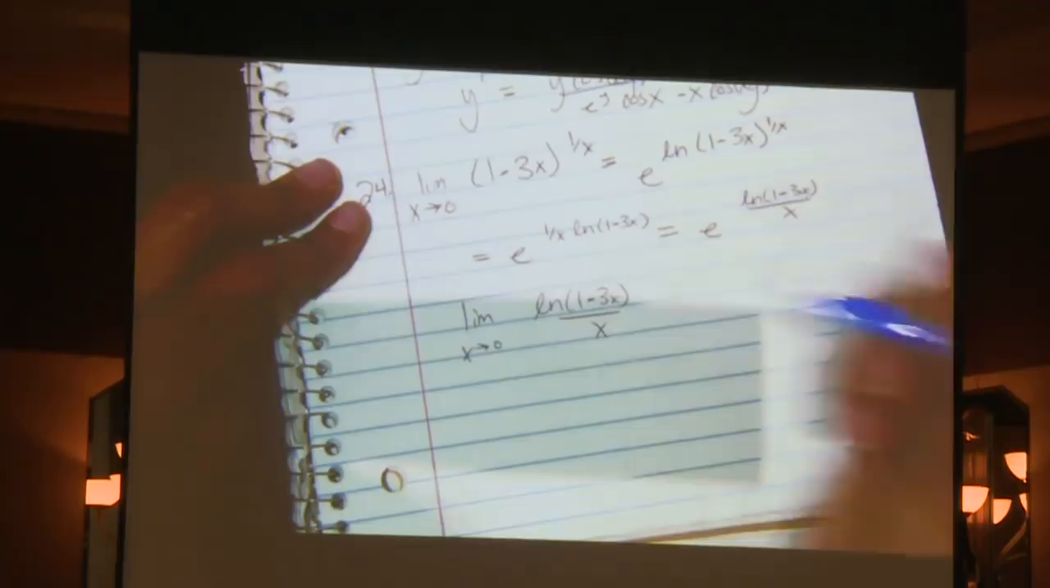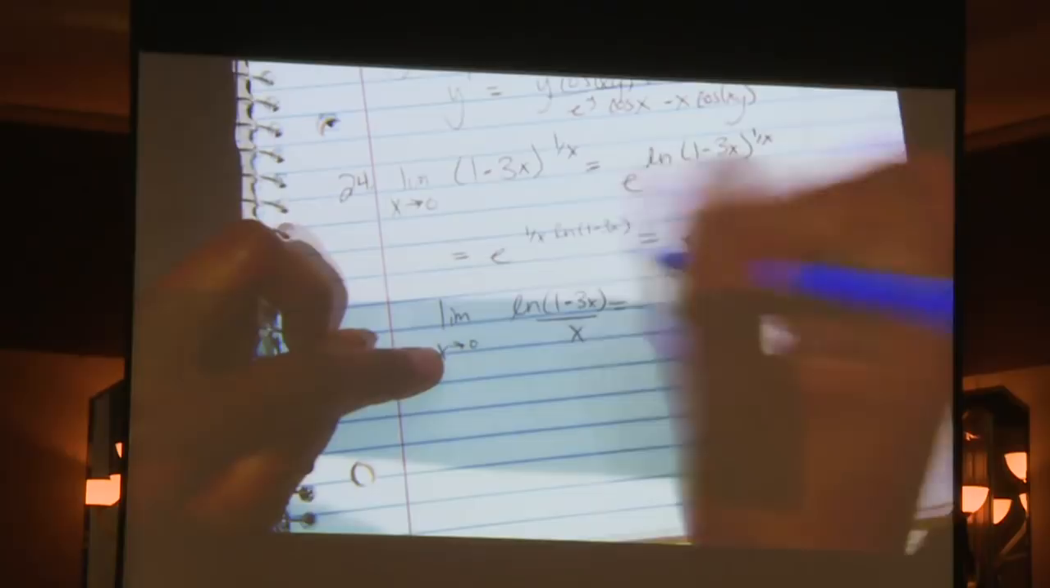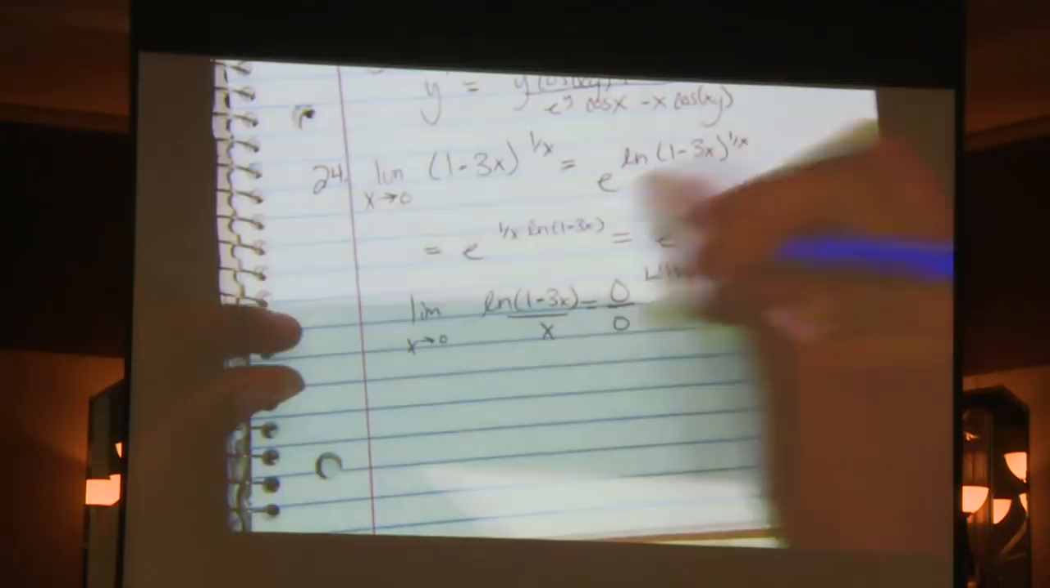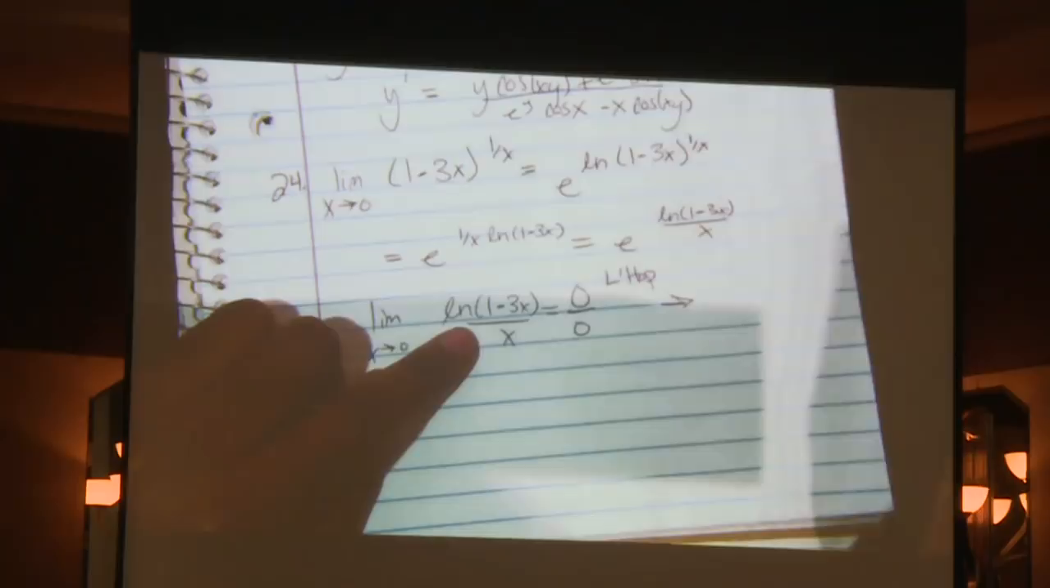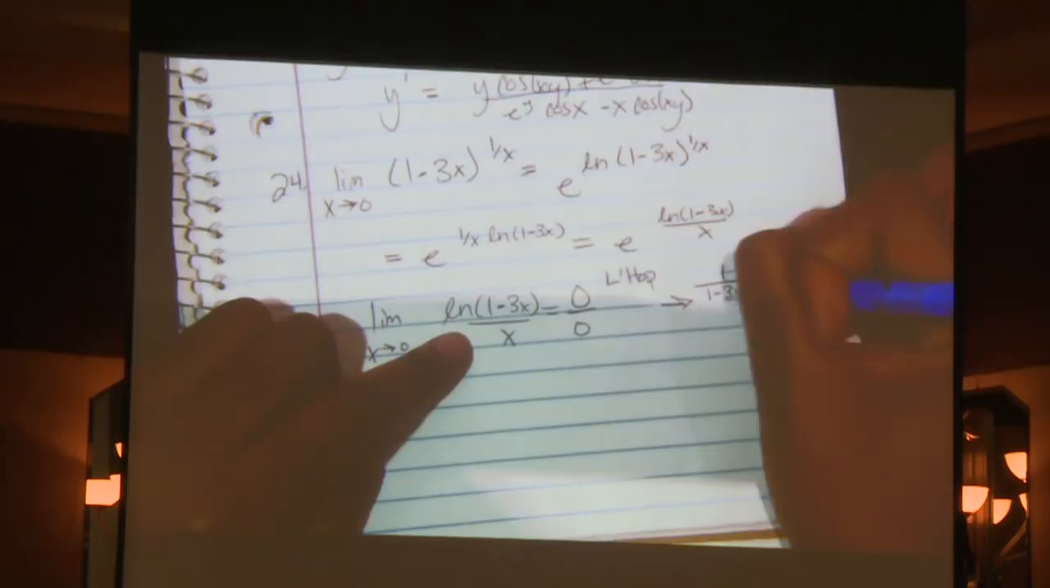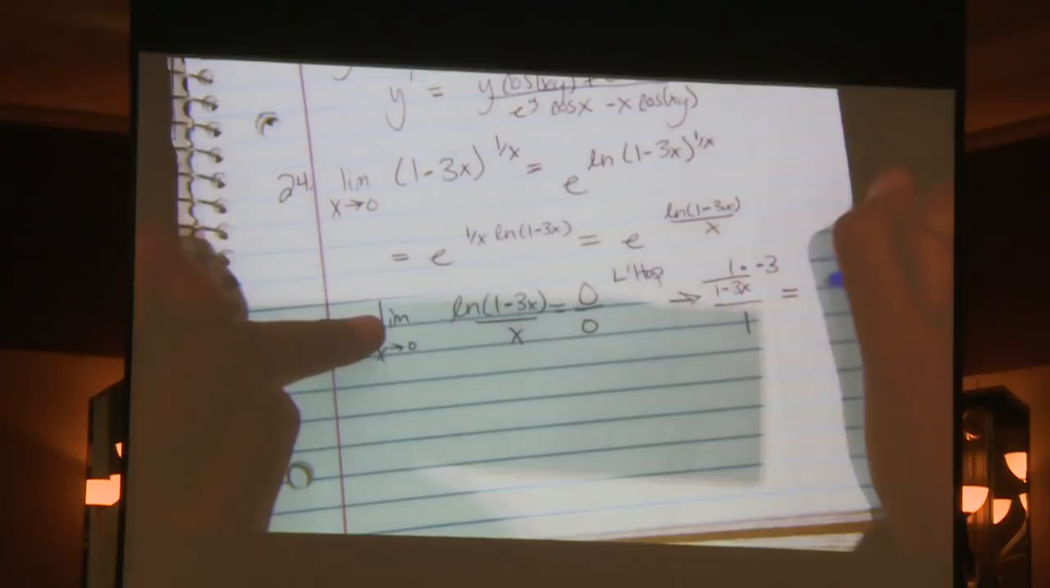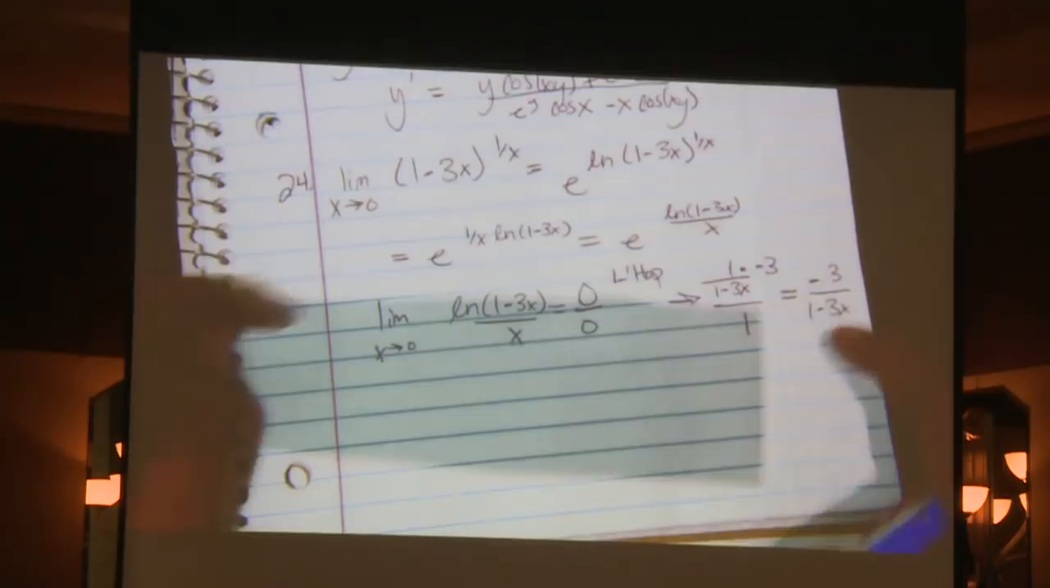I plug in 0, and I'm getting ln of 1 over 0. Ln of 1 is 0, so 0 over 0. When I get 0 over 0, or infinity over infinity, I can use L'Hopital's. Taking the derivative using L'Hopital's, the derivative of the top is 1 over 1 minus 3x multiplied by the derivative of the inside, so negative 3 over 1. So that ends up giving me negative 3 over 1 minus 3x. If I plug in 0, I end up getting negative 3 over 1. So the limit as x approaches 0 of this function is negative 3.